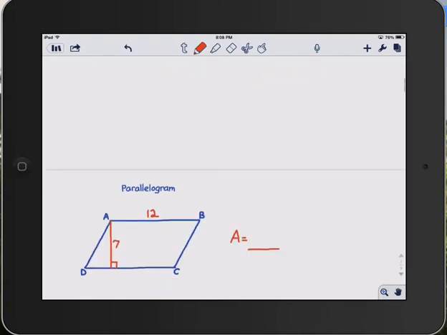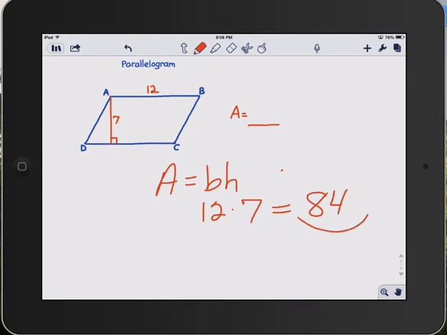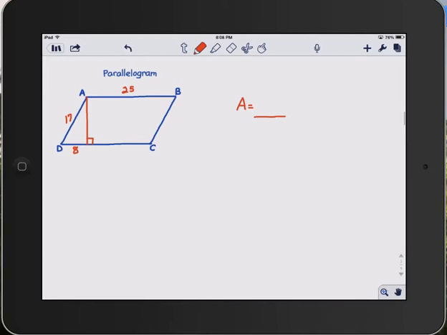Next problem. Again, the area of a parallelogram equals base times height. The base is equal to 12 times the height, which is equal to 7. So again, area of 84. Next problem. Now what I want you to do each time is to try the problem before you see it being completed, and then check your solution.